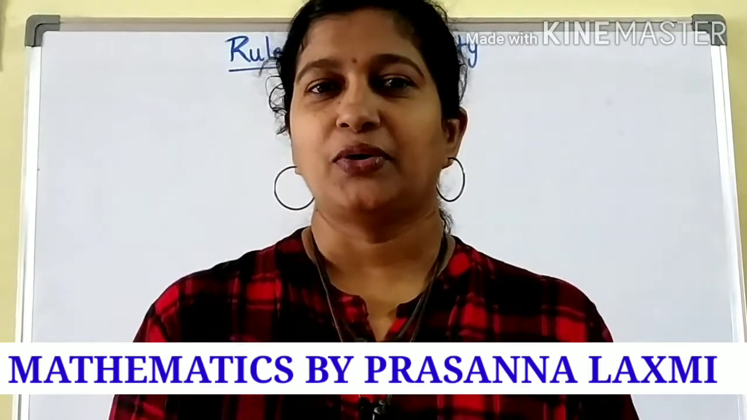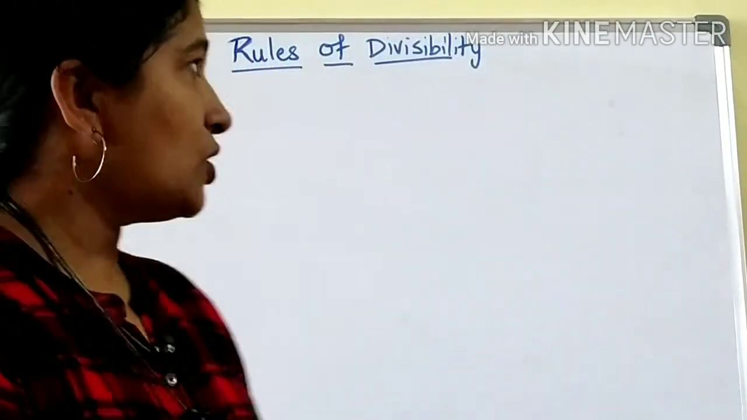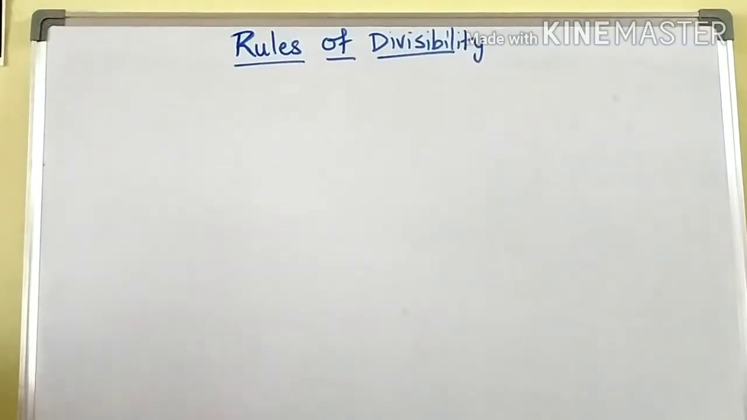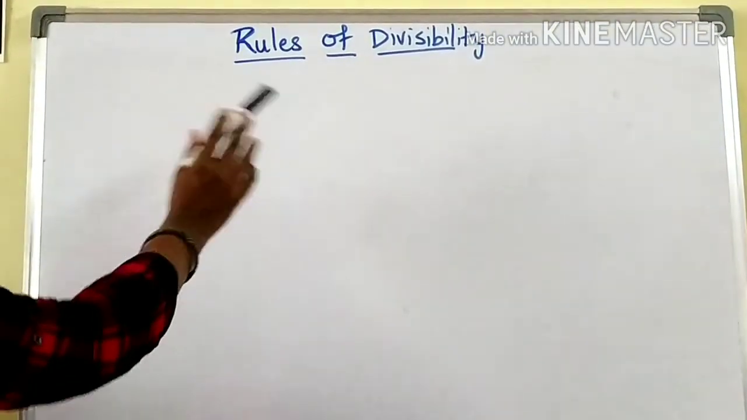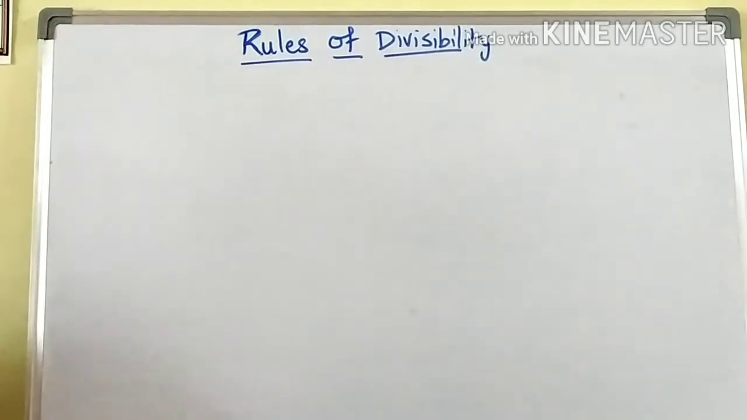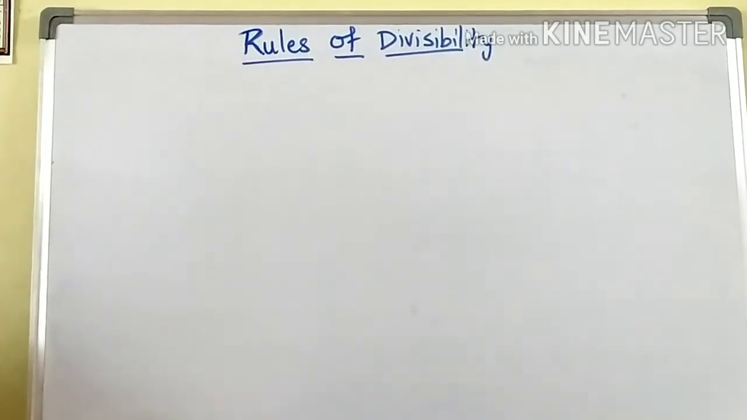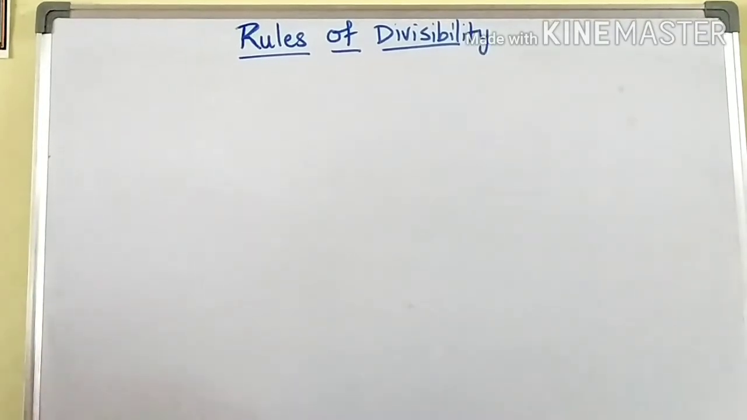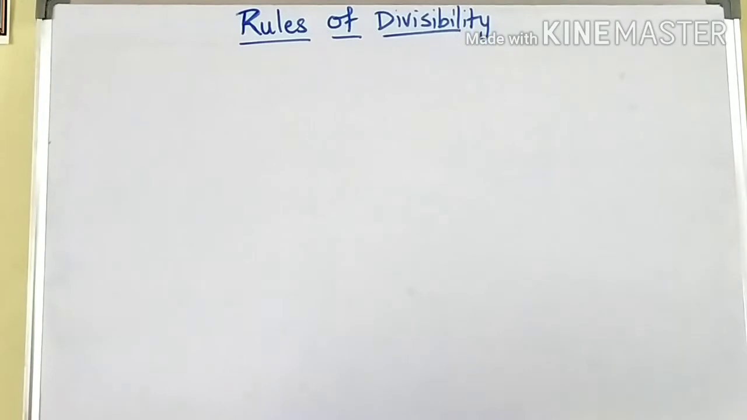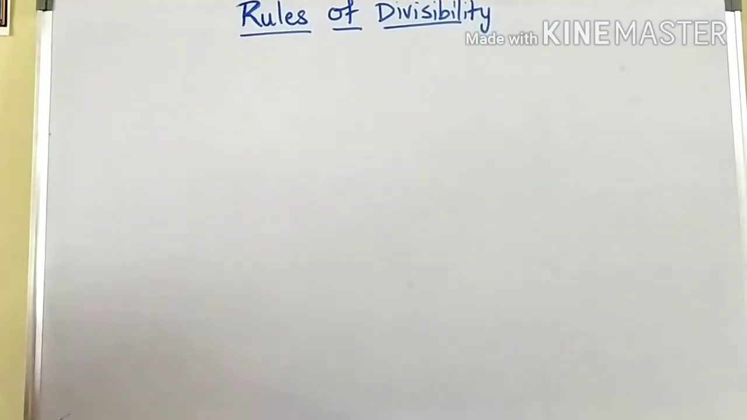In this video, I am going to discuss the test of divisibility, or rules of divisibility. These rules will help us to determine whether a number is divisible by another number without actually carrying out the division process. In this video, I am going to discuss the divisibility rules of 2, 3, 4, 5, 6.